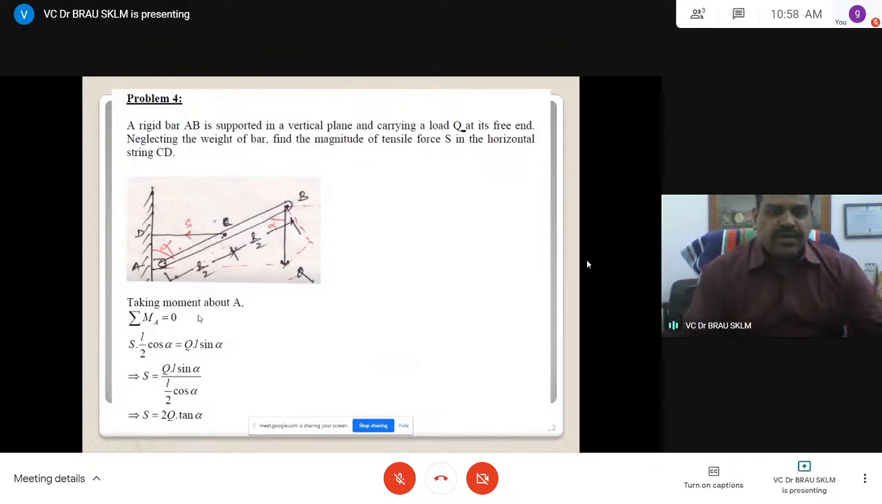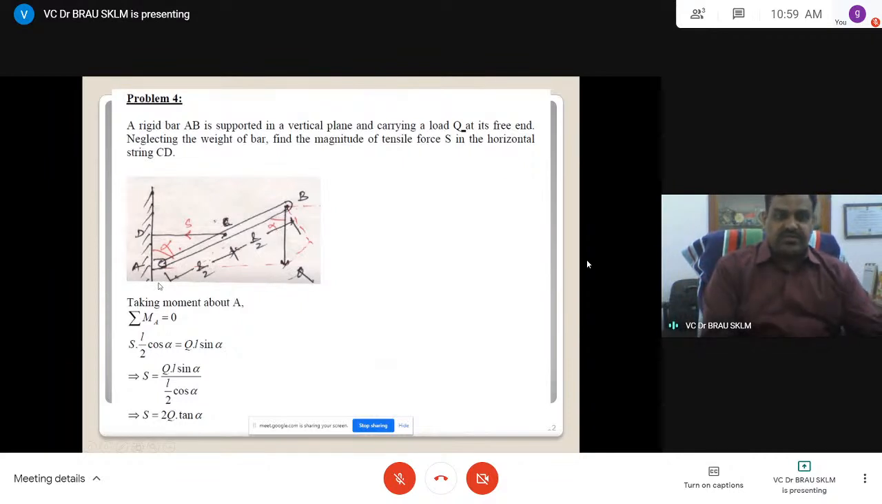Let us say, taking moment about A is equal to 0. Because this length is known, weight is acting downward, and this is S in the cable. This value is L by 2 and this value is L. That's why L by 2 cos, this is 90 minus alpha. Then L by 2 cos alpha is the perpendicular distance.